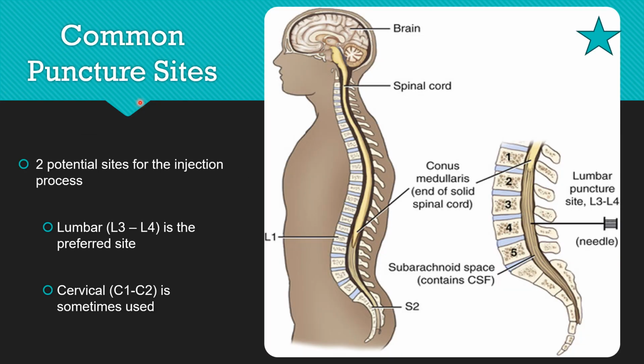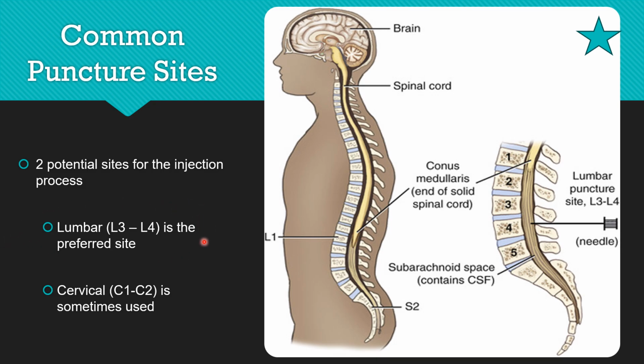Common procedure sites. Here we have our brain and spinal cord. The cord ends right here around L1. The lumbar puncture site at L3, L4 is the most common area. So the potential sites for injection: lumbar L3, L4 is the preferred site. Sometimes C1, C2, but this is rare. It's mostly the lumbar at L3 and L4.